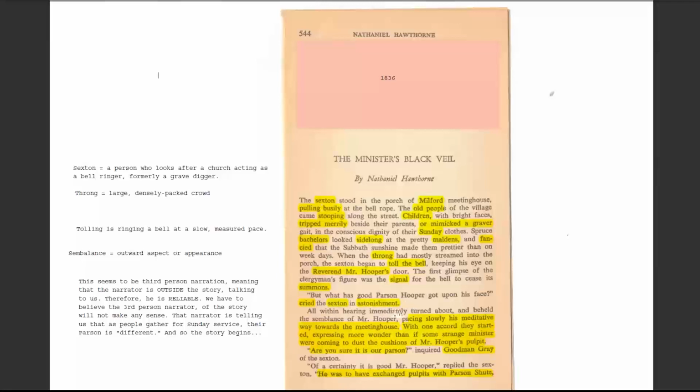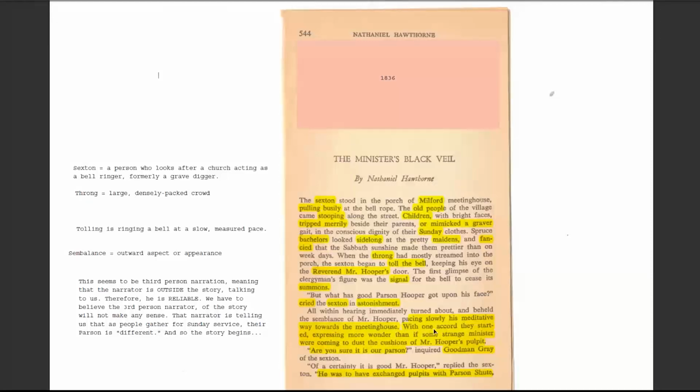And everyone within hearing distance turned around and beheld the semblance of Mr. Hooper pacing slowly his meditative way, which means he's always meditating. He meditates, right? Thinking toward the meeting house. Doesn't say church. It's a meeting house. May not be a Catholic church, may not be a Protestant church. So it's a different, we're going to find out it's probably a Puritan. All right, we'll talk about that.